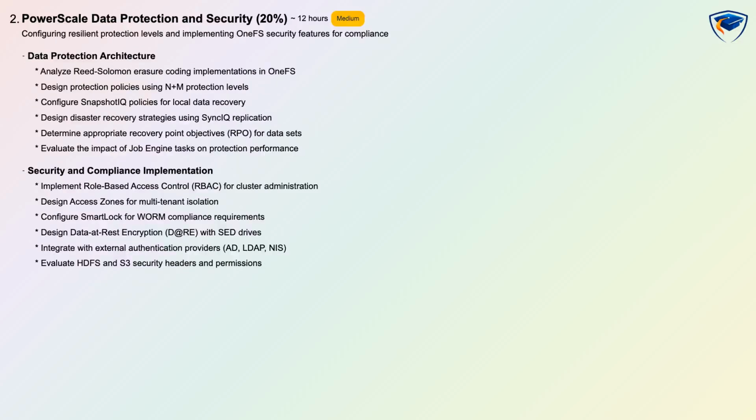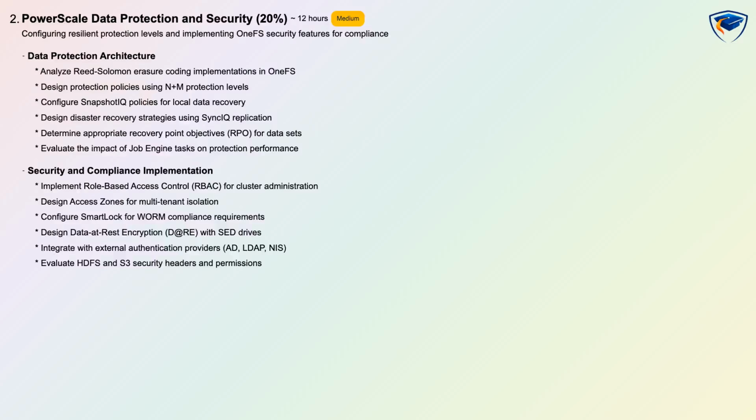PowerScale Data Protection and Security is 20% of the exam, rated medium, with about 12 hours of study and both conceptual and scenario-based assessments. Candidates will analyze Reed-Solomon erasure coding and design protection policies using N+M levels while configuring local recovery with SnapshotIQ and planning disaster recovery with SyncIQ.